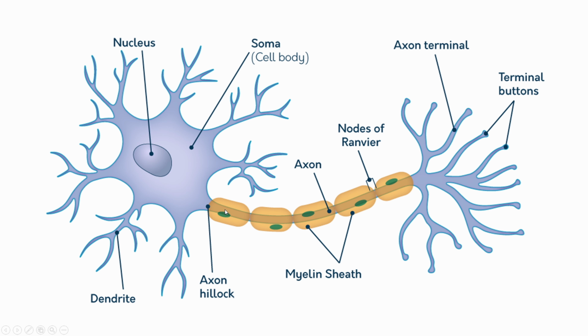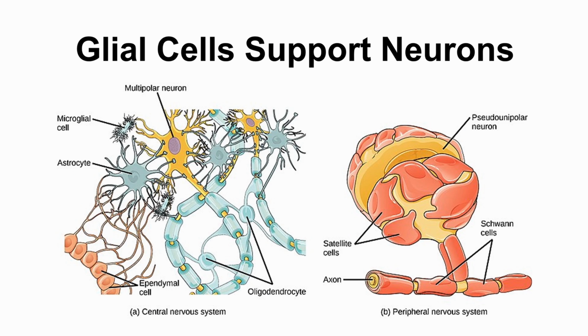So the myelin sheath, this extra insulation, lets us move faster, it lets us save energy, and it lets us get our signals where they need to go a lot quicker without interfering with other parts of the cell. The next thing that I want to mention very briefly is glial cells.